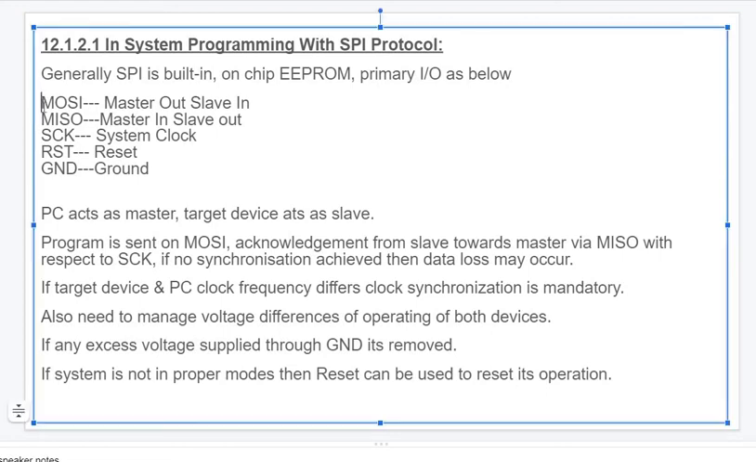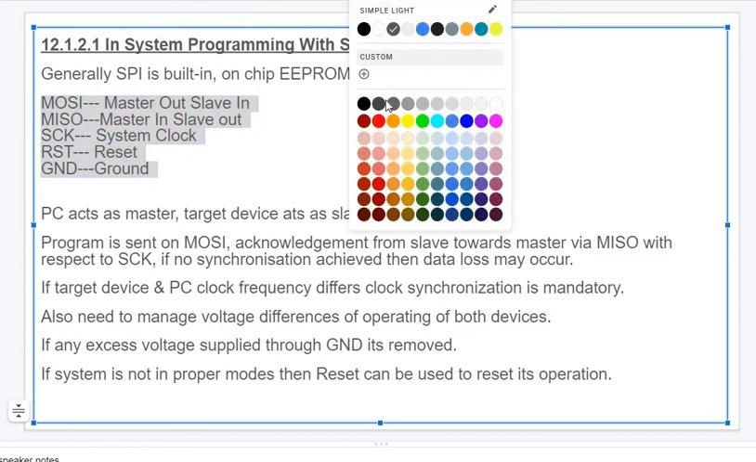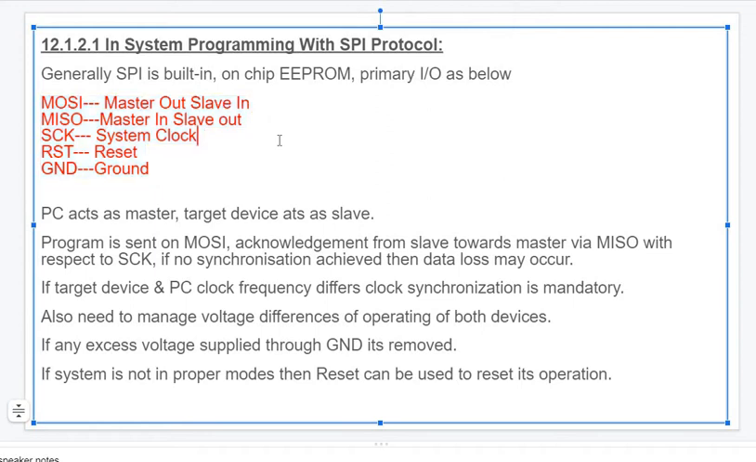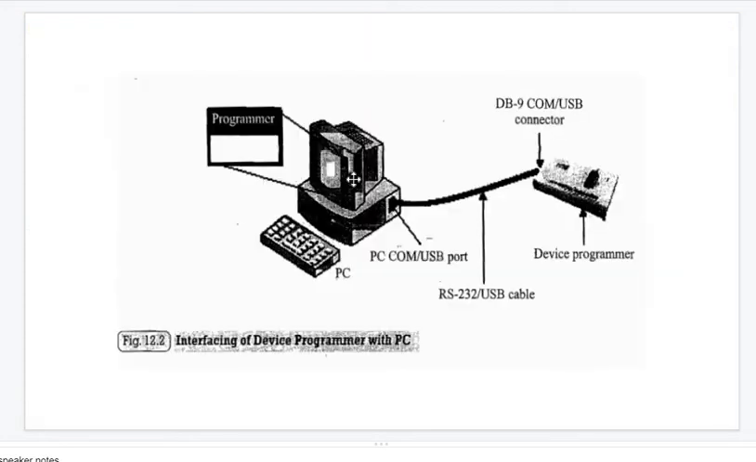Whenever we try to transfer data from the PC to the connected device, we come across these nomenclatures: master output, slave input, master input, slave output, system clock, reset and ground. You know this very well. With the help of this diagram I will try to explain. First the master will send data, that is called master out. The slave will receive, that means master out, slave in. After this, the slave should give an acknowledgement that I have received this much data. So the acknowledgement is sent back. How? Slave output, master input.